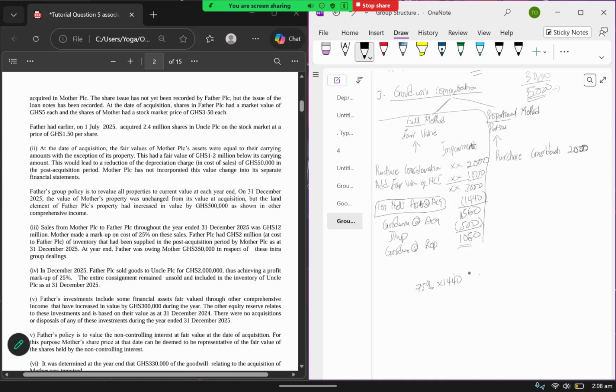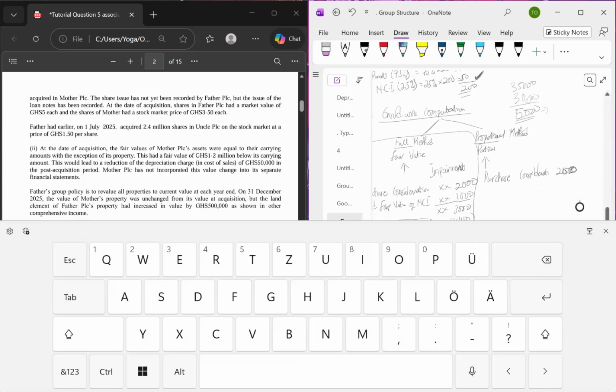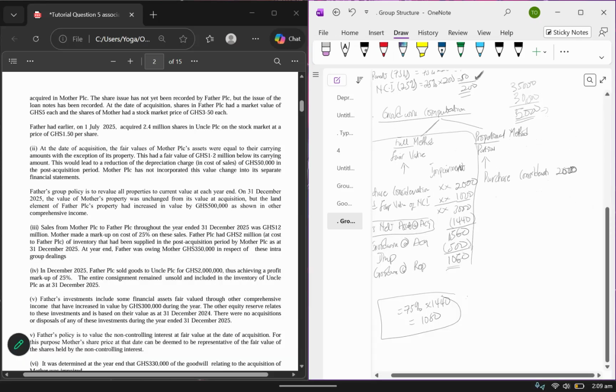75% of 1,440, I'm getting 1,080. Okay, so we are paying what? 2,000 for this portion of the subsidiary that we are acquiring. So I said earlier that the goodwill is basically the excess of the purchase consideration over the net asset that you are buying. So you are buying 1,080, but then you paid 2,000. So basically the goodwill will be the 2,000 minus the 1,080, which is what?